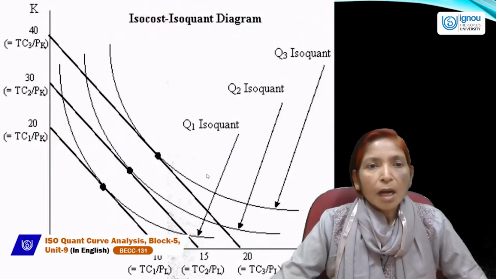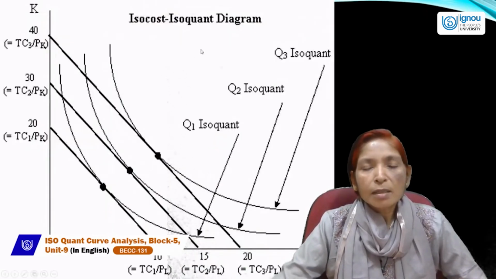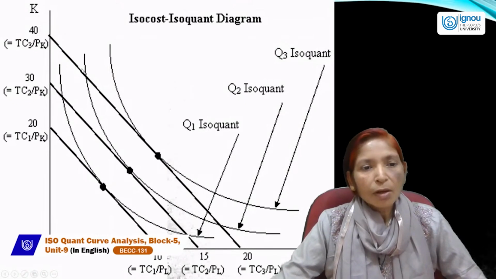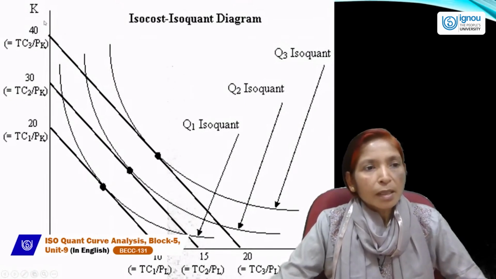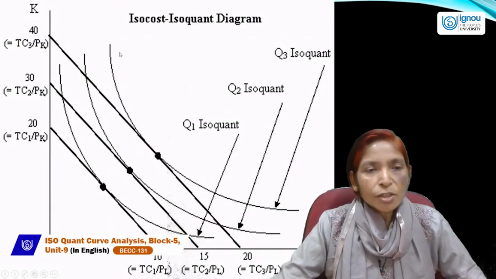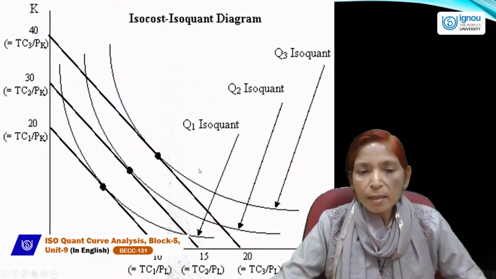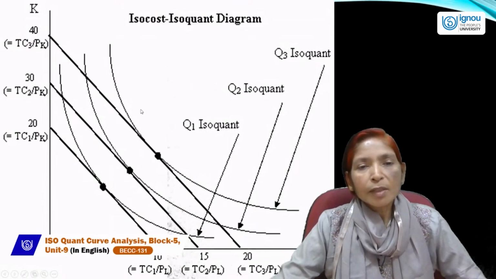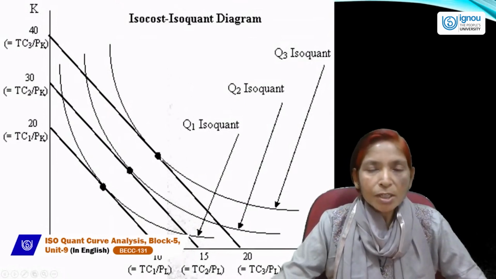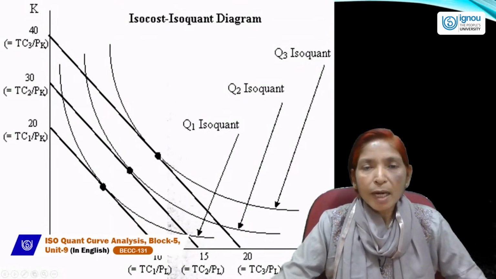Next is isocost and isoquant curve. If we draw both isoquant and isocost curve on the same graph, then this straight line is showing isocost line, and the convex shape curve is showing isoquant curve, where the isoquant curve is tangent to this isocost line, then producer equilibrium or least cost combination or maximum output at minimum cost we can determine.